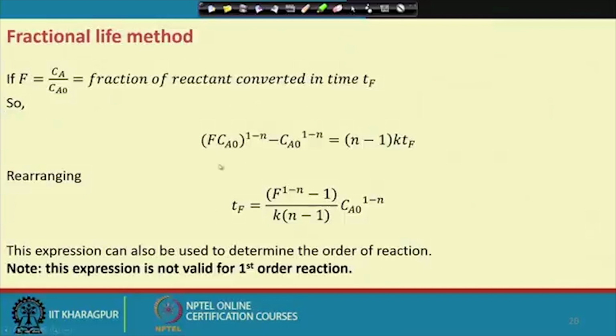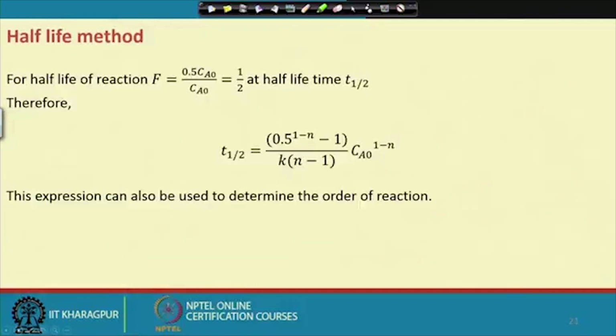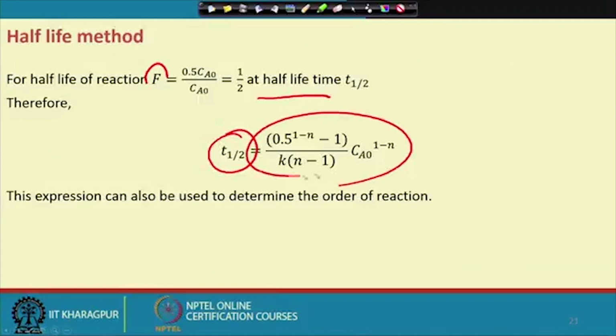Now this equation may be simplified in this form, and finally we can write this equation in this form. F is the fraction, that is, F is defined as Ca by Ca0, the fraction of reactant converted at time Tf. Now in case of F, if we substitute F by T half, what is T half? It is the half life of a chemical reaction. How do we define the half life of a chemical reaction? It is where half of the substrate is converted into product, and that time if you put in this equation, we will get this particular equation.